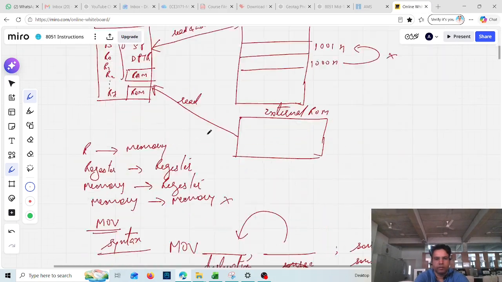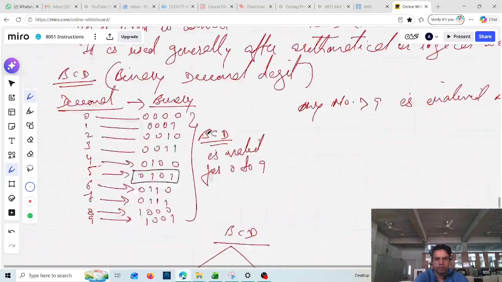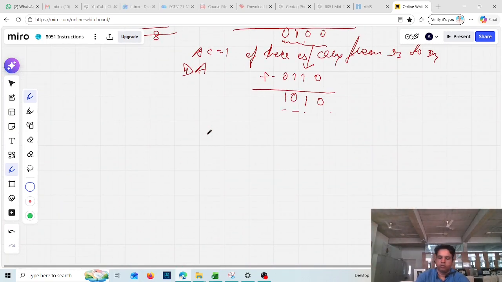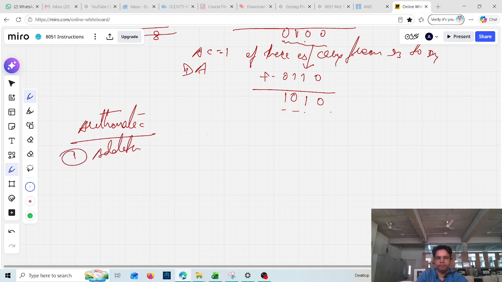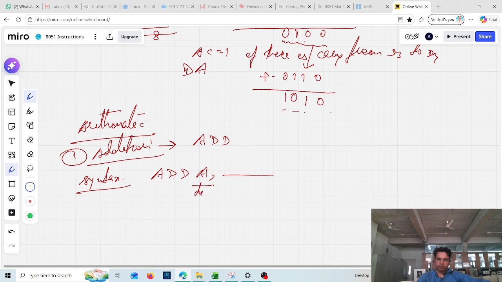We'll start from the first instruction, which is called the add instruction. In the arithmetic instructions, the first instruction is the addition instruction. The mnemonic is ADD, and the syntax is ADD A comma. Remember, this is the destination. The destination is always fixed, which is going to be the accumulator. You cannot take any other register or memory address as the destination when you write the add instruction. The source operand could be any register value, any memory address value, or an immediate value. Any one of these three can be there.